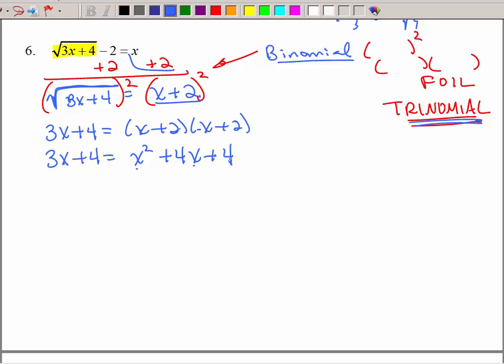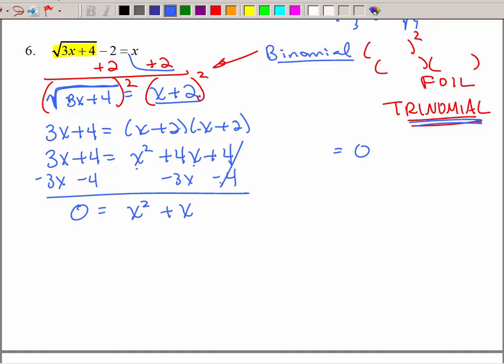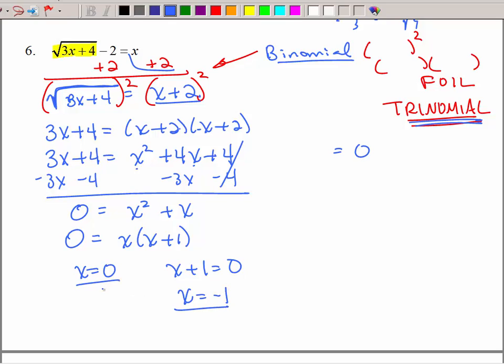Now again, I have a quadratic, so I need to set it equal to 0. So I'm going to move these on this side. So I get 0 here. Oh, and that's 0. Well, that's kind of nice. And I can still factor it, GCF. Set each factor equal to 0. And again, I have two answers. I have to check both answers.